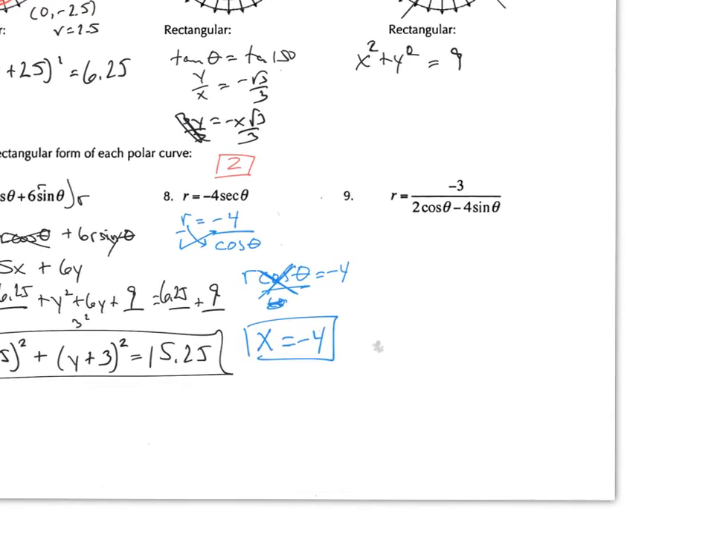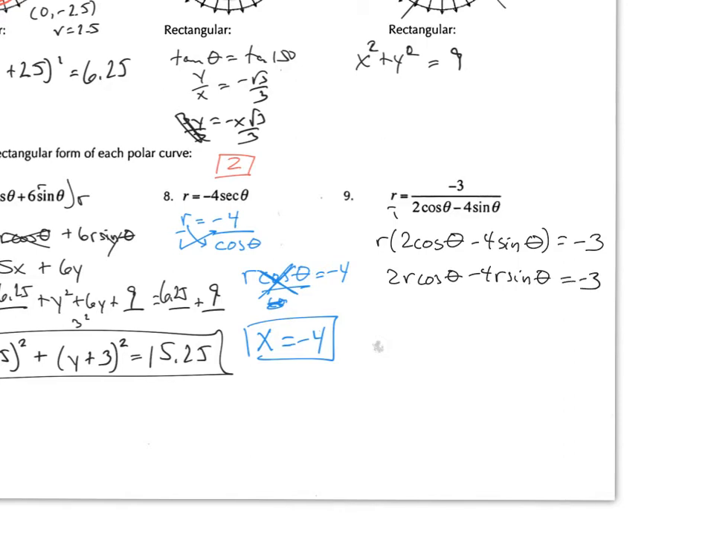Now for number 9. Put that over 1, you can cross multiply. Now when you cross multiply, make sure you distribute because the r really is on the outside of the entire quantity that's in the denominator. Other way we get -3. Remember, when you cross multiply, fractions are gone. So 2r cosine theta minus 4r sine theta equals -3.